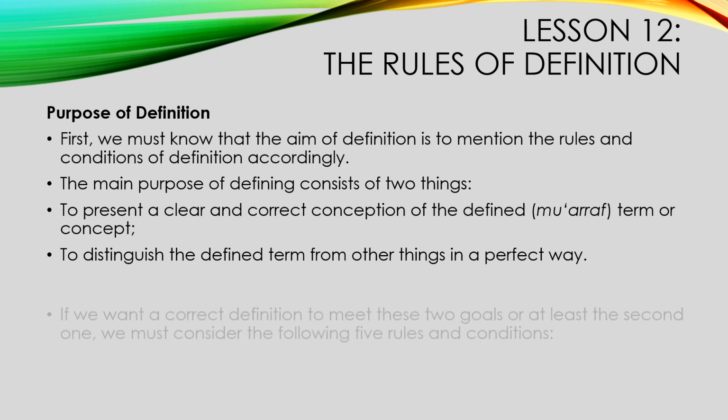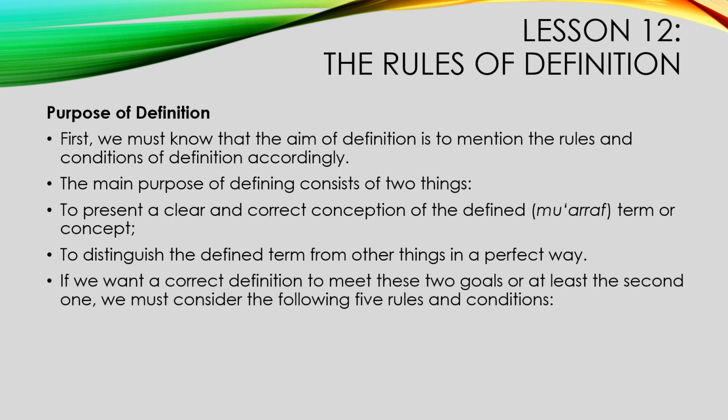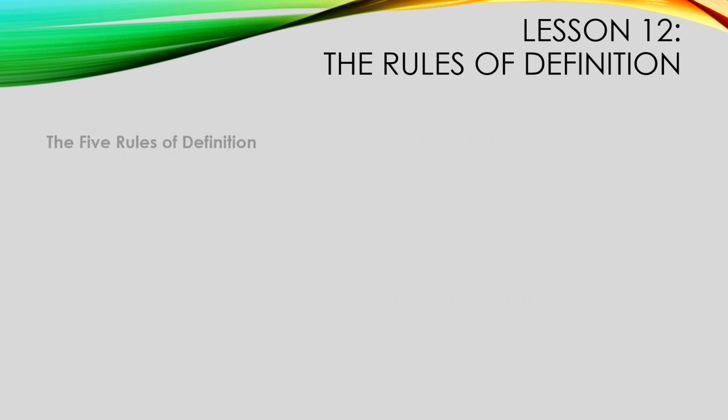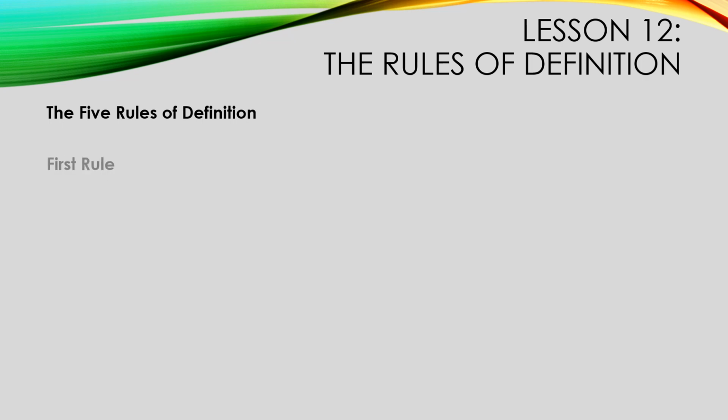Now, if we want a correct definition to meet these 2 goals, or at least the second one, we must consider the following 5 rules and conditions. The 5 rules of definition.